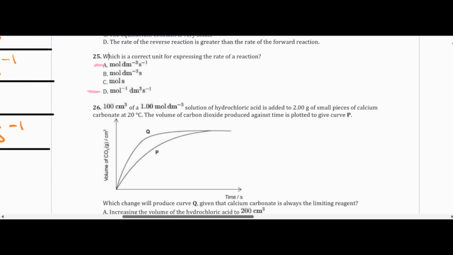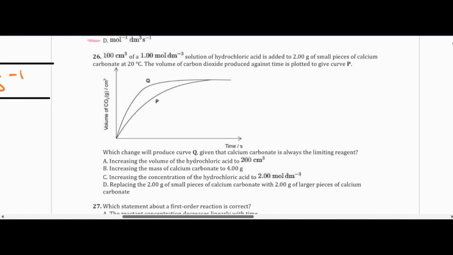26. 100 centimeters cubed of a 1 mole per decimeter cubed solution of hydrochloric acid is added to 2 grams of small pieces of calcium carbonate at 20 degrees C. The volume of carbon dioxide produced against time is plotted to give curve P. Which change will produce curve Q, given that calcium carbonate is always the limiting reagent? Increasing the volume of the hydrochloric acid, that won't help speed up the reaction. That's the difference with Q. The reaction is faster, steeper gradient, so A won't have the desired effect.